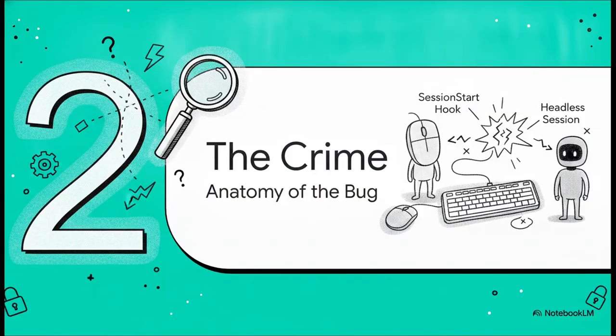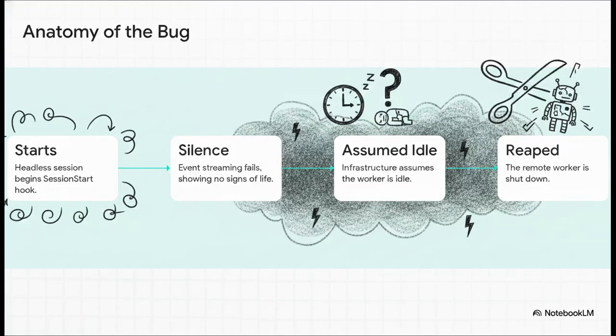Section 2. The crime. Anatomy of the bug. Okay, we've got our suspects. Let's move on and see how this builds step by step, right at the crime scene. Step 1, your headless session starts up and triggers that SessionStart hook to do its prep work. Step 2, and here's the actual bug. The hook events fail to stream. Now, in this context, streaming just means producing output or signals that prove the worker is alive and doing things. But that streaming goes completely quiet.